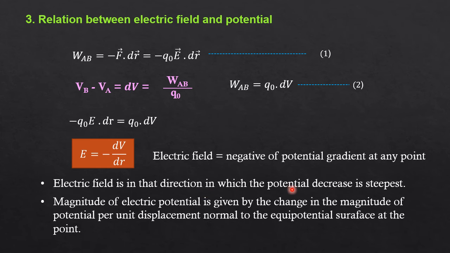So we can define the magnitude of electric potential is given by the change in the magnitude of potential. Sorry, here it is not magnitude of electric potential, it is the magnitude of electric field intensity. So magnitude of electric field intensity, you can write intensity here. Okay, so the magnitude of electric field intensity is given by the change in the magnitude of potential per unit displacement normal to the equipotential surface at the point.